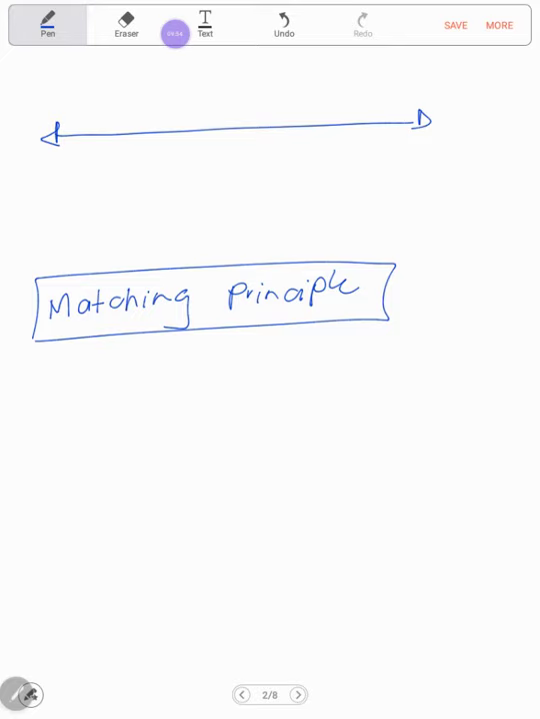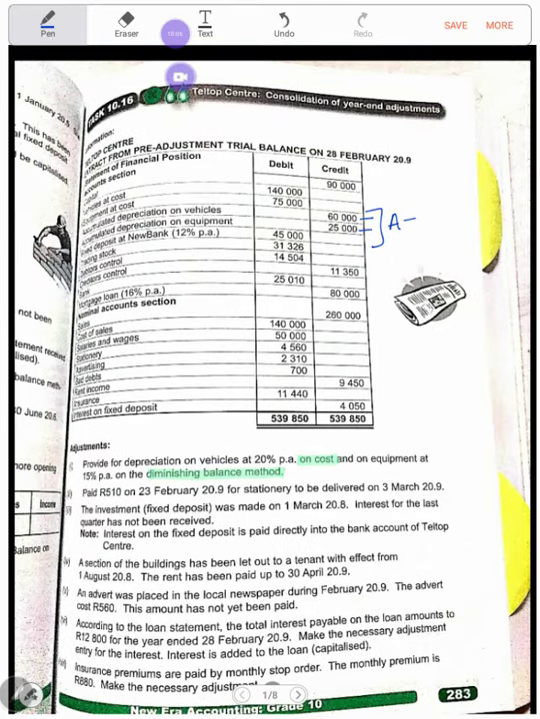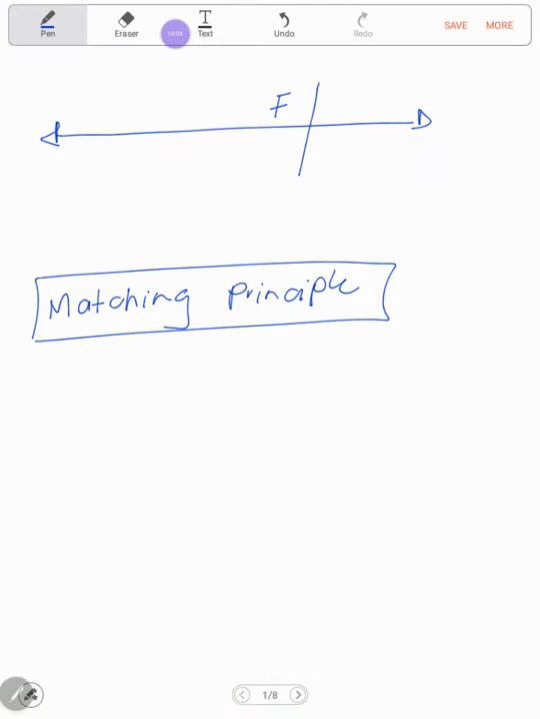Everything that should not be in my financial year should be taken out. So now remember that I have purchased stationery for 510 Rand in the month of February, but that stationery will only be used in the month of March. As you can see, this is when my year ended. So March is in the next financial year. So what is that? That becomes a prepaid expense.